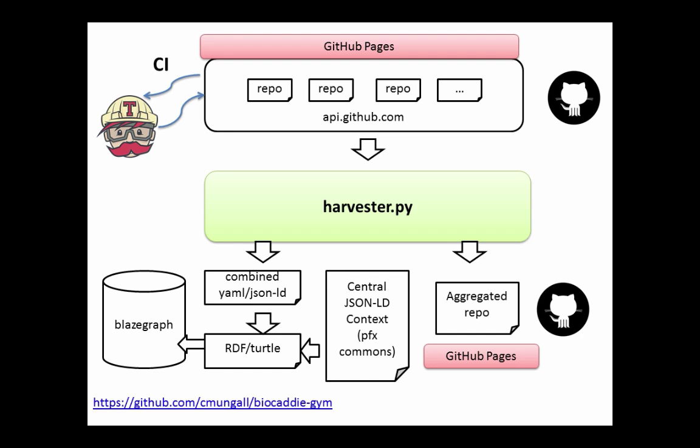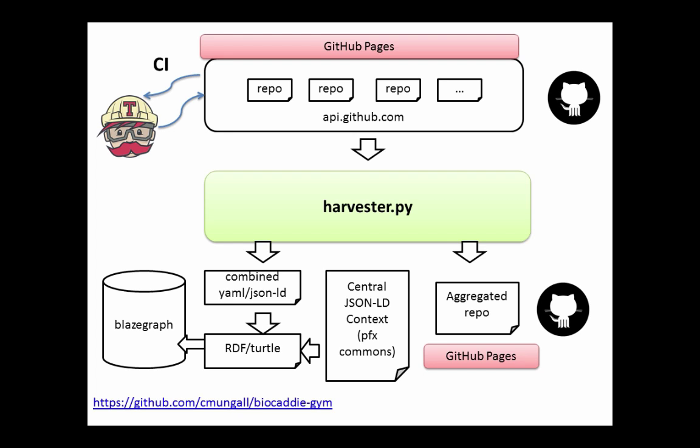So just as a proof of concept, we have a kind of harvester that uses the GitHub API and pulls in all these different repositories. You can imagine everything below the green box here as something that would eventually be subsumed into BioCADDIE if this proved to be a useful way of doing things. But just as a proof of concept, we implemented the full stack here.